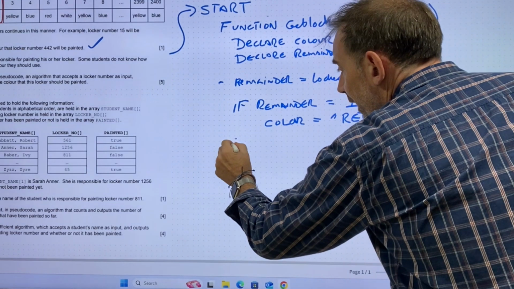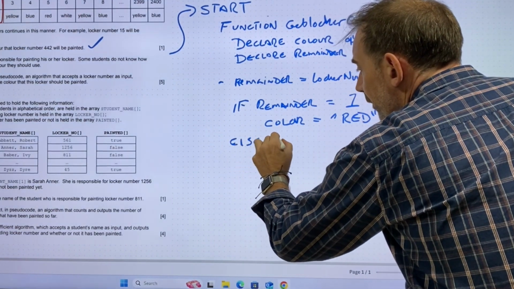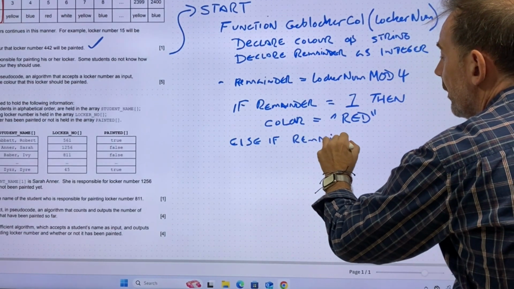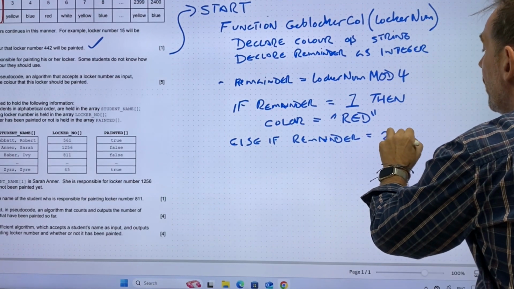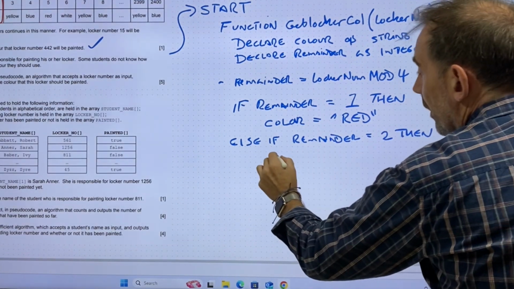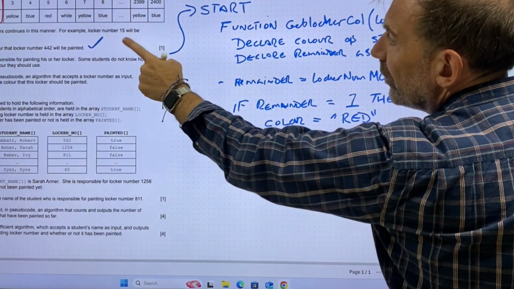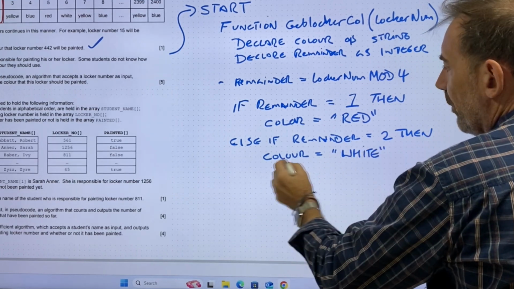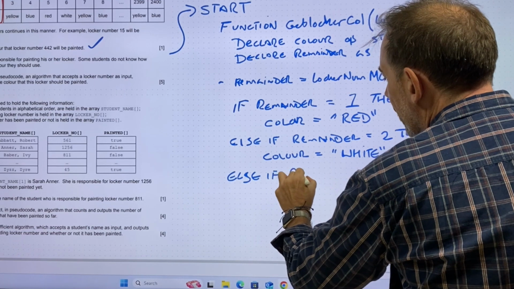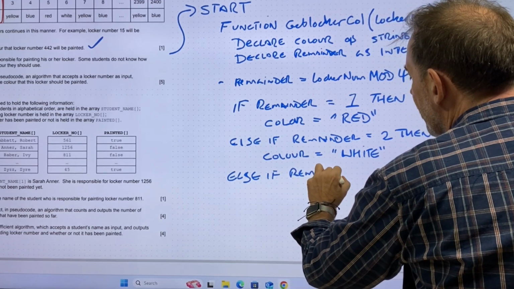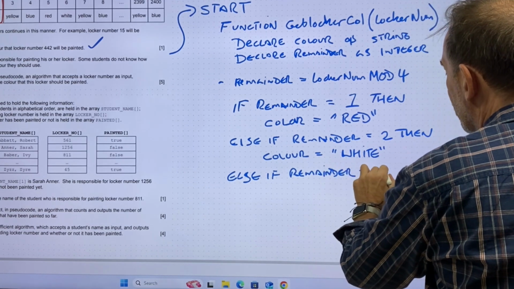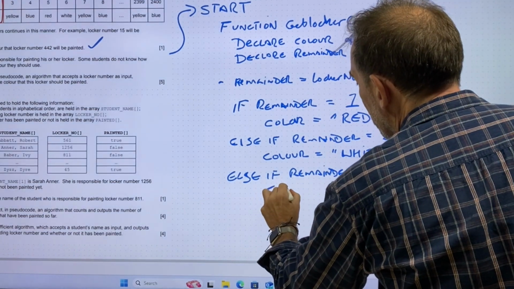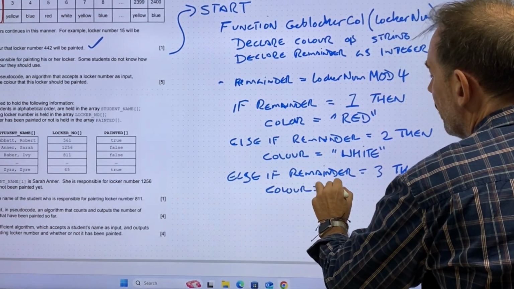I'm going to continue with else if, remainder, the boring bit now, remainder equals 2, then colour equals 2 would be white. You see where we're going? Else if remainder, it's a nice easy one this, equals 3, then colour equals yellow.